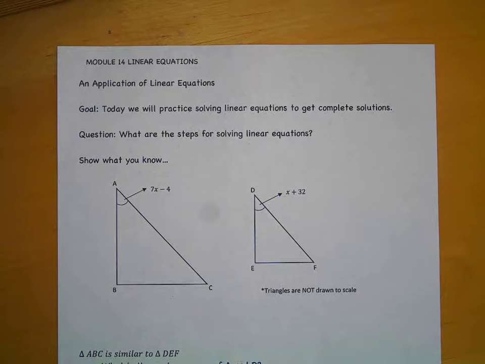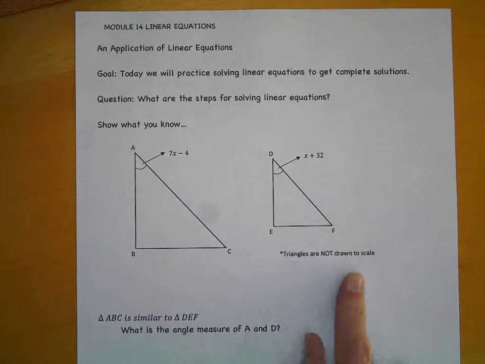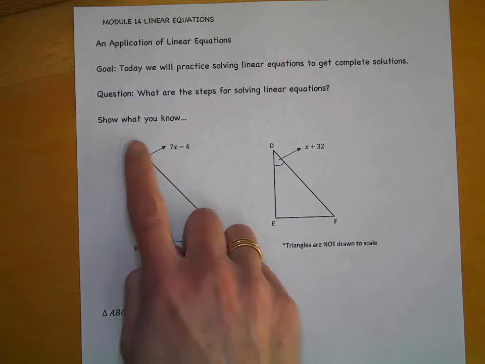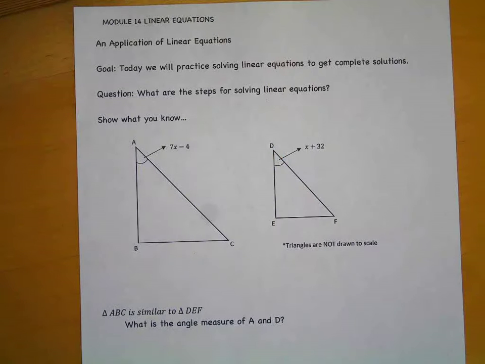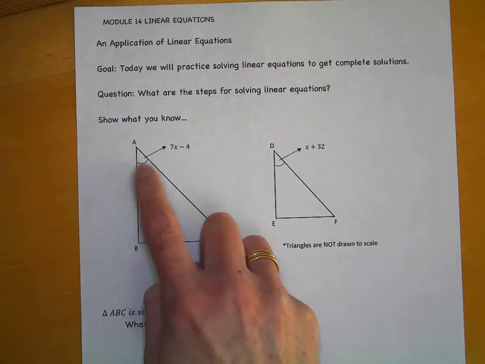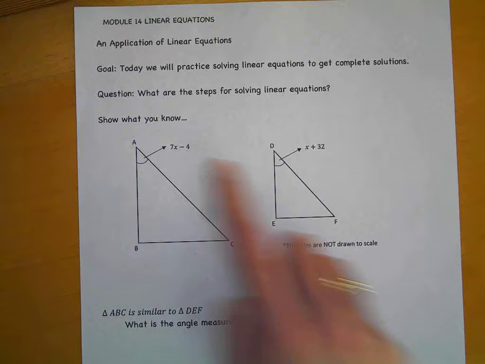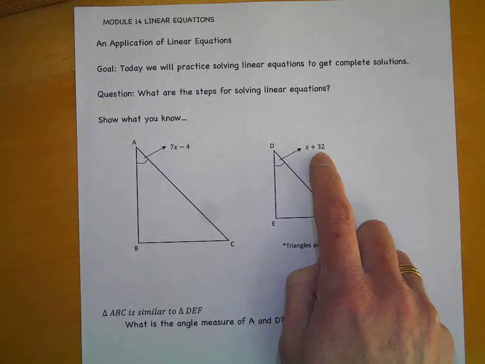Right here in the Show What You Know, we have two triangles, and they are not drawn to scale. But the information that we do know is that triangle ABC is similar to triangle DEF. In geometry, when they say that two shapes are similar, it means that they have equivalent parts. You will notice that this angle measure on triangle ABC is equal to 7x minus 4, whereas the same angle measure on triangle DEF is equal to x plus 32.